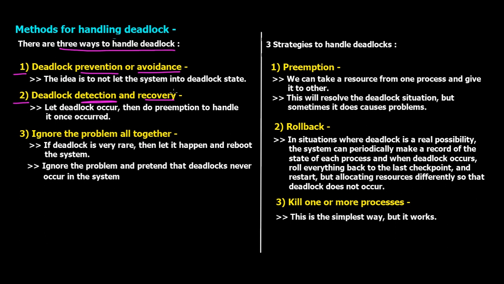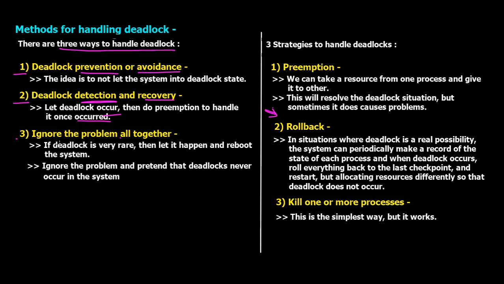And then once detected, what are we going to do about it to recover from the deadlock, to resolve that deadlock? So in this, we let the deadlock occur, but then we do certain techniques like preemption or rollback to handle it once it has occurred. Okay, so these are the different strategies and we'll come to that in a minute.